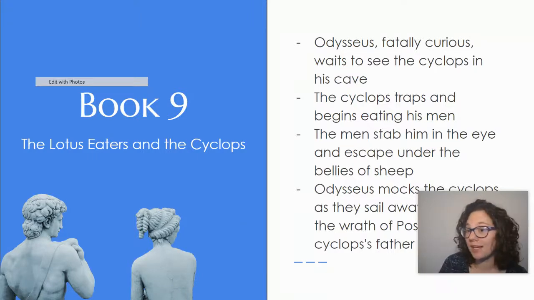And the Cyclops actually traps them in. There's a giant stone that only he can move. It's so huge that no men can move it. And he starts eating Odysseus's men, even though he implores him as a guest. Hey, we're guests here. You should treat us nice and let us go, and we'll be on our way.